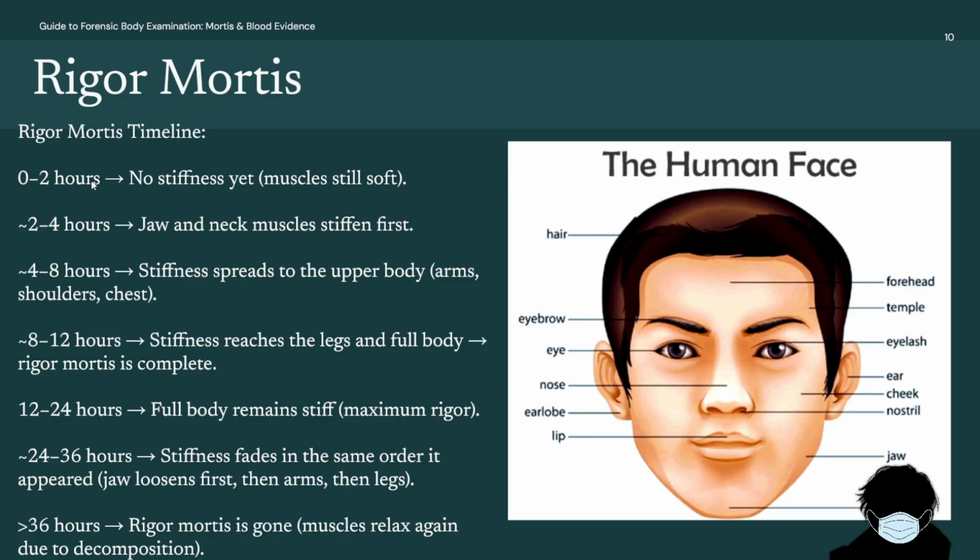So here's a timeline. Between 0 to 2 hours, there is no stiffness yet, so the muscles are still soft. Between 2 to 4 hours, the jaw and neck muscles start to stiffen. At 4 to 8 hours, the stiffness spreads to the upper body, the arms, shoulders, and chest. At 8 to 12 hours, the stiffness finally reaches the legs and full body, where rigor mortis is complete. 12 to 24 hours, the full body remains stiff, and 24 to 36 hours, the stiffness fades in the same order. And greater than 36 hours, the rigor mortis is gone, the muscles relax again due to decomposition.